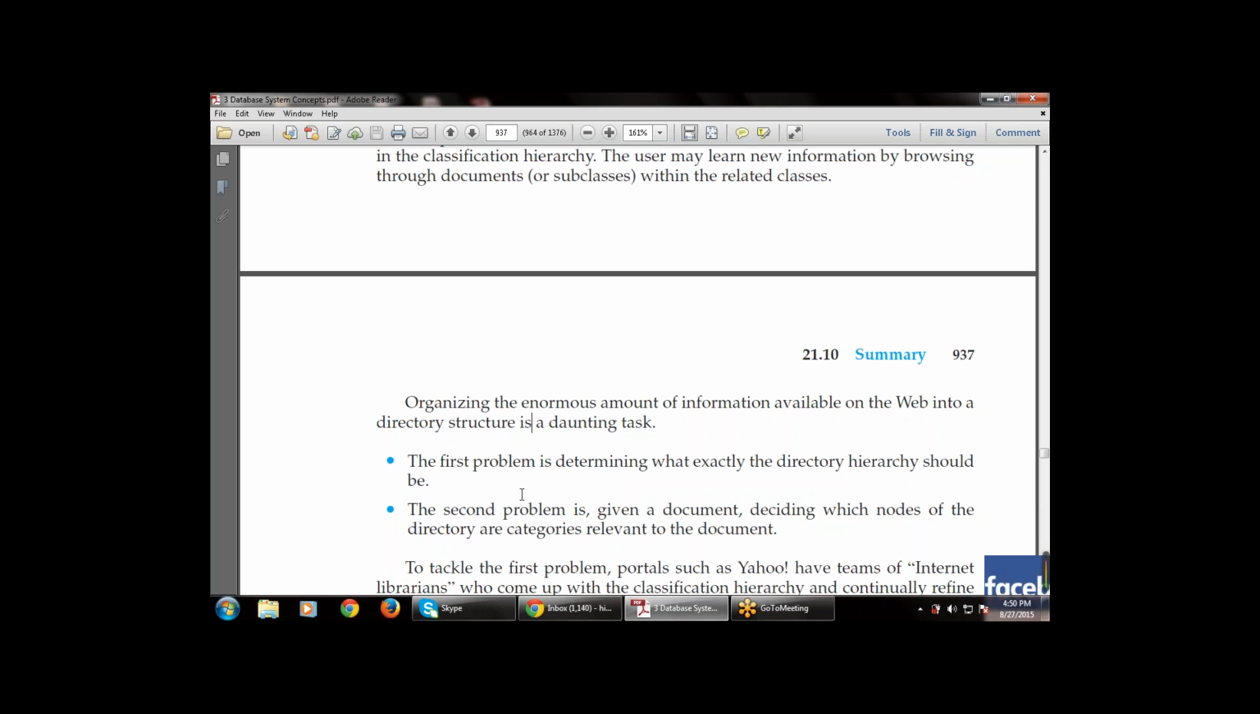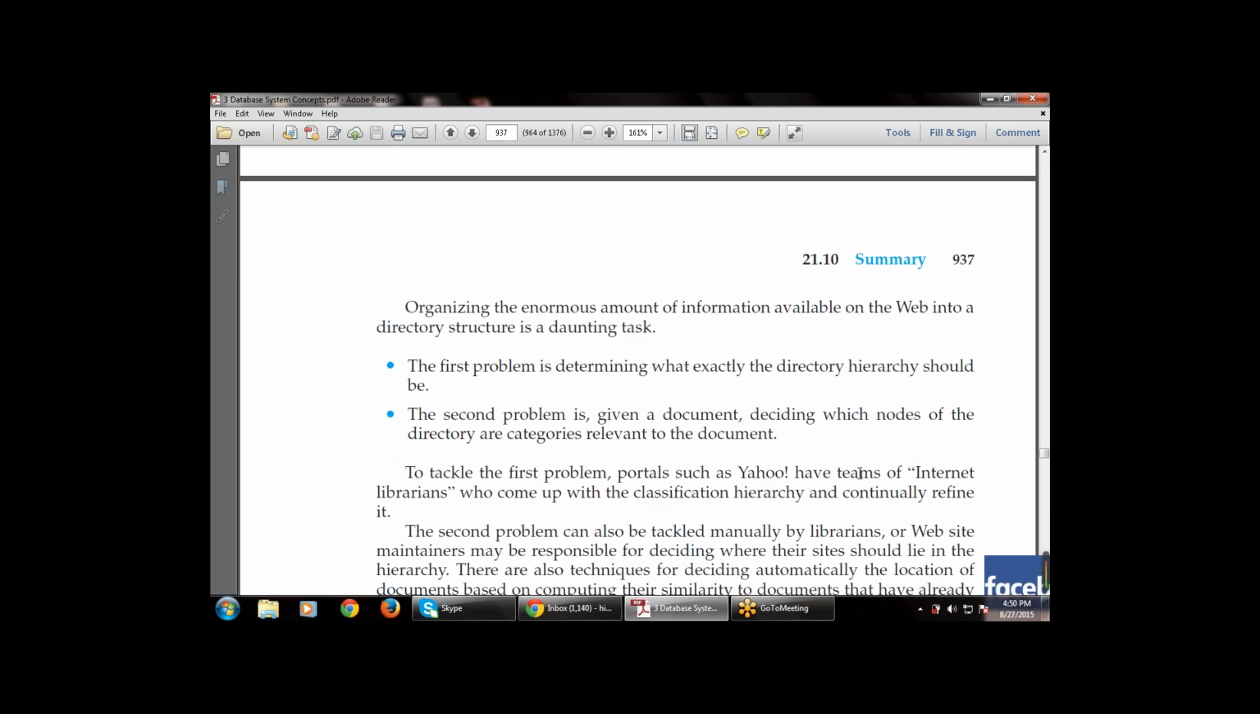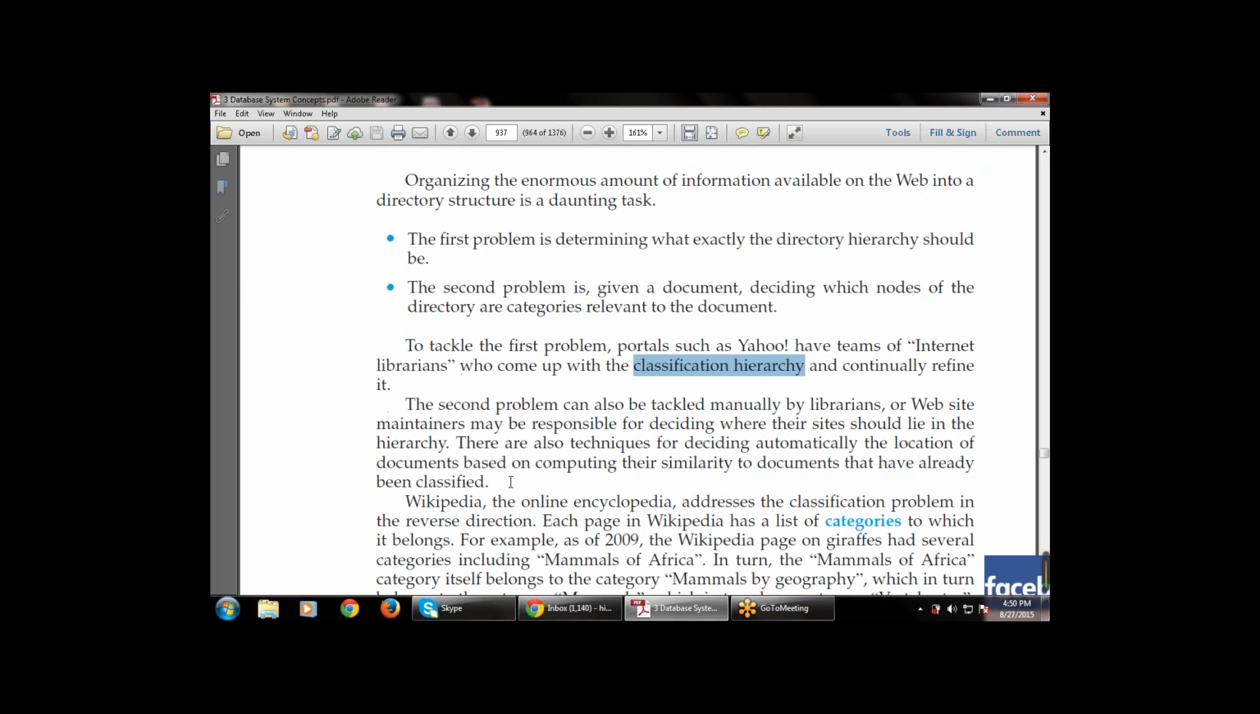So to tackle the first problem, portals such as Yahoo have a team of internet librarians who come up with the classification hierarchy and continually refine it.